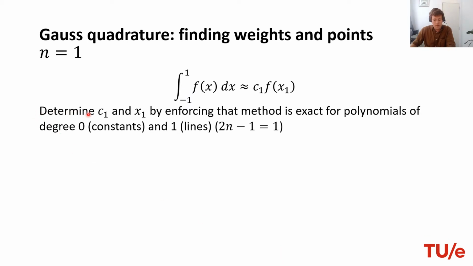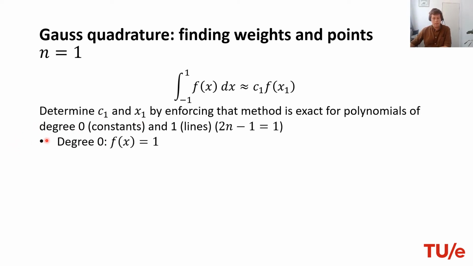What we need to do is determine this coefficient, so the weight and the Gauss point x1, by enforcing that the method is exact. So it will give exact integrals for polynomials of degree up to 2n minus 1. 2n minus 1 here is 1. So that means that we want an exact integration rule for polynomials of degree 0, which are just constants, and polynomials of degree 1, which are straight lines. So this will give us two rules, and from those two rules we will be able to determine both c1 and x1. And I will show you how this works.